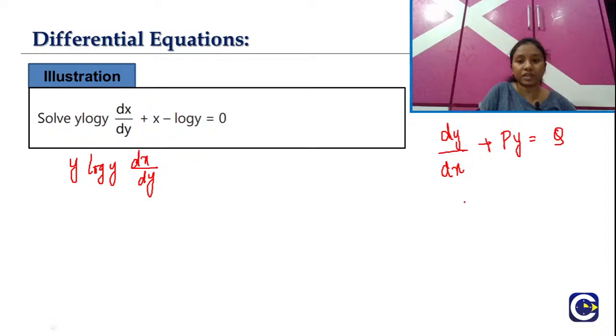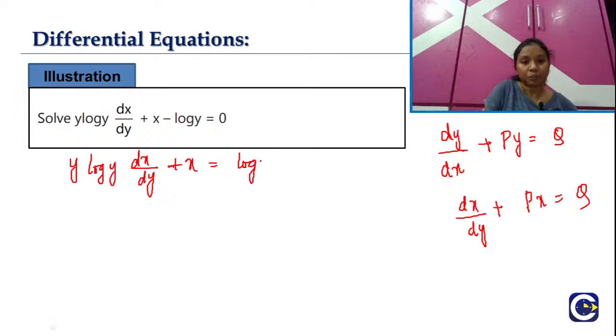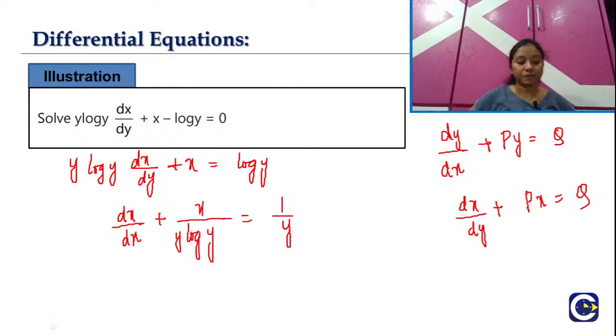If it is dx by dy, then what will the terms be? dx by dy plus p into x is equal to q, where p and q are functions in terms of y, or else some constants. So here, plus x is equal to log y. I should have a coefficient 1, so I am dividing the entire equation by y log y. Then it will be dx by dy plus x by y log y, and on the other side it is 1 by y.